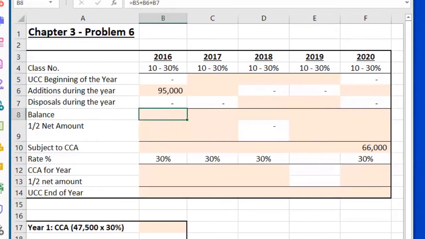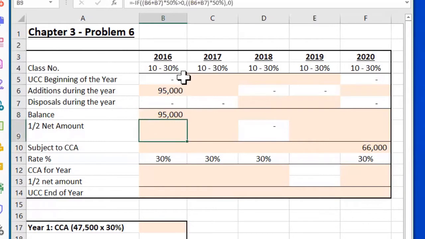So we're going to carry our balance through, and then we're going to have to apply this half year rule. The reason we're doing the half year rule in 2016 is that it is prior to November the 27th of 2018. Any acquisitions prior to that date are subject to the half year rule. Any acquisitions subsequent to that date are subject to the accelerated rate. So here we're going to have the half year rule.